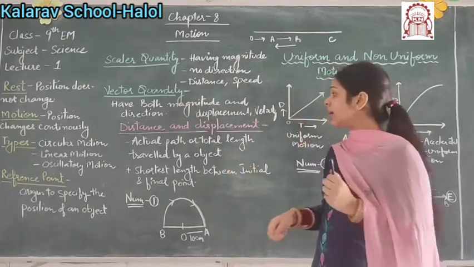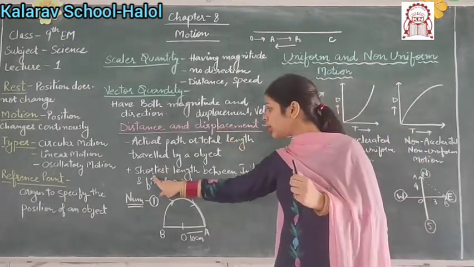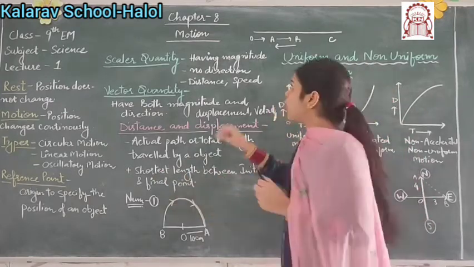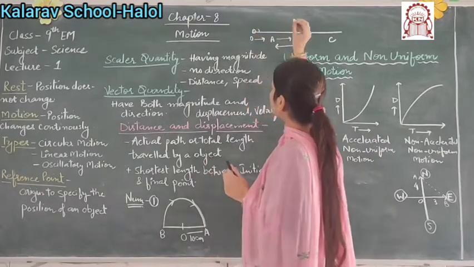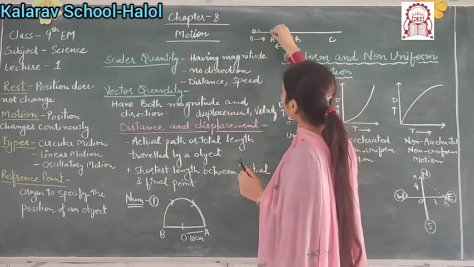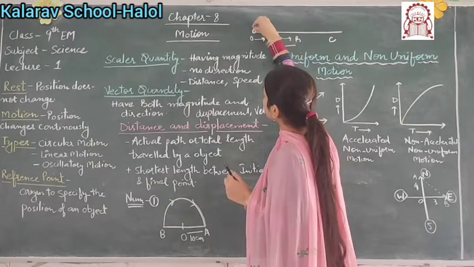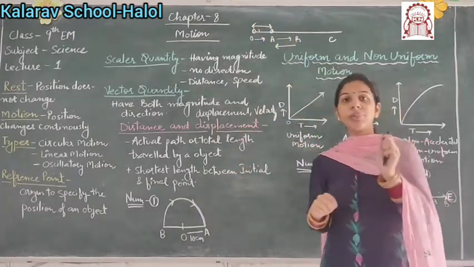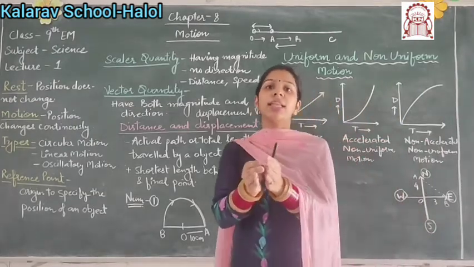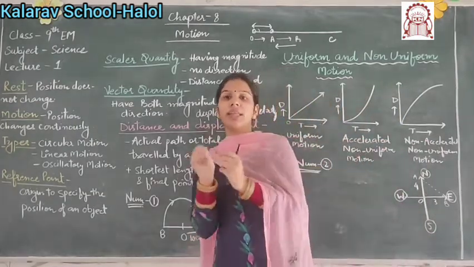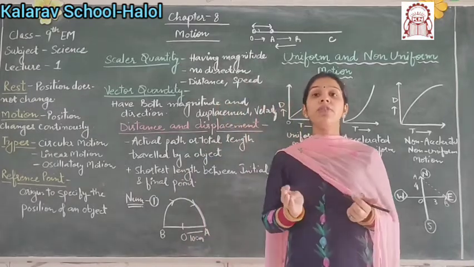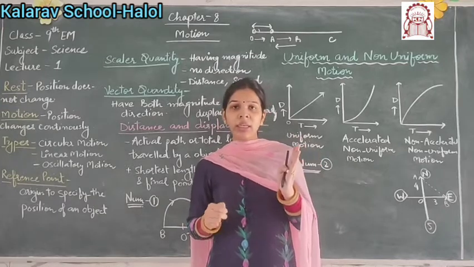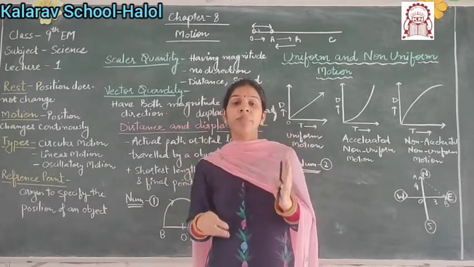But on the other side, displacement is the shortest length between initial and final point, which means the object starts from here and comes back to here. This is the distance. This is called displacement of that object. So displacement is the shortest length between initial and final point. So here a point of difference is between distance and displacement.